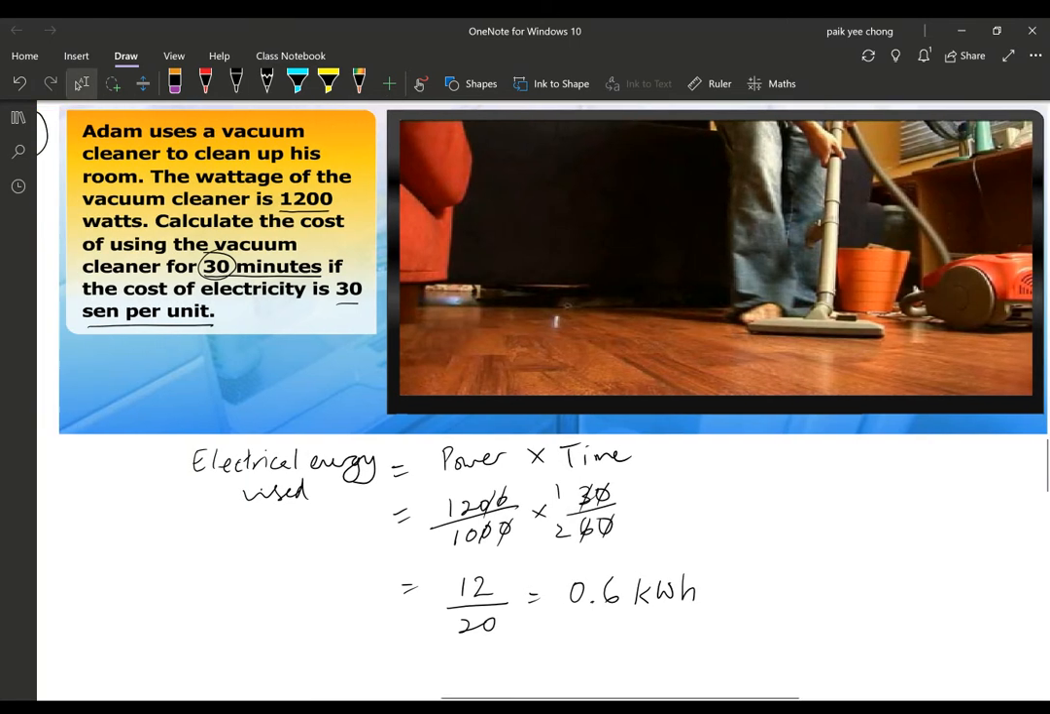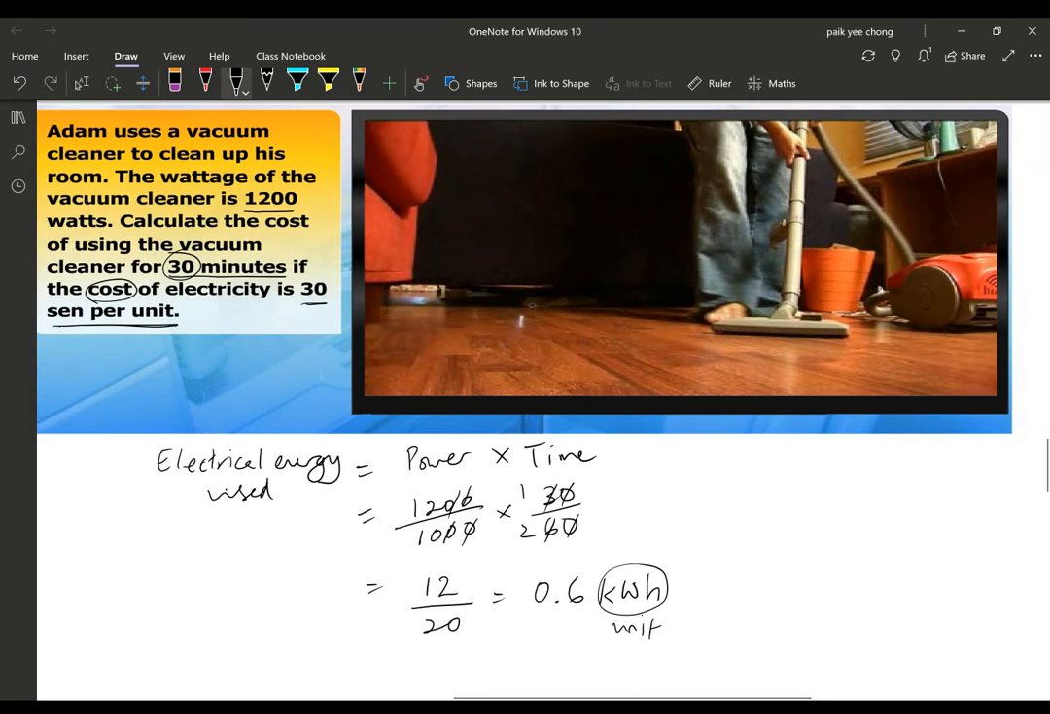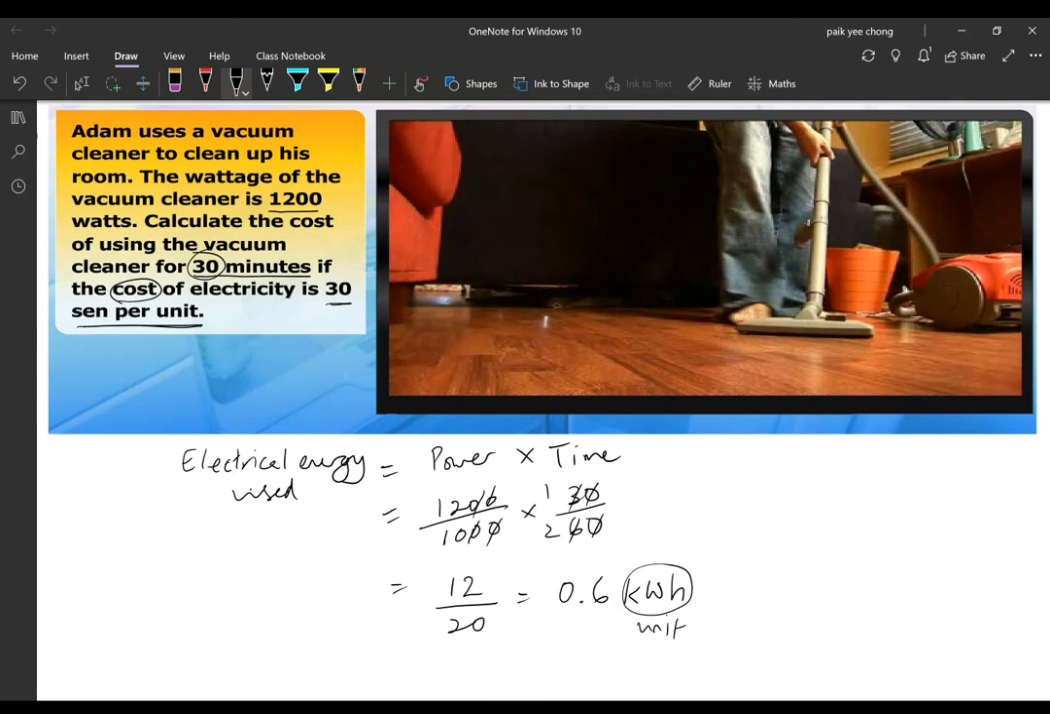So the cost is 30 cents per unit. So this is considered 0.6 unit. Okay, so this is the unit. Unit is the same: 1 kilowatt hour is 1 unit. So I'll write it over here: 1 kilowatt hour is 30 cents. Or if you prefer, you can put it in RM, 0.30. This is 30 cents.